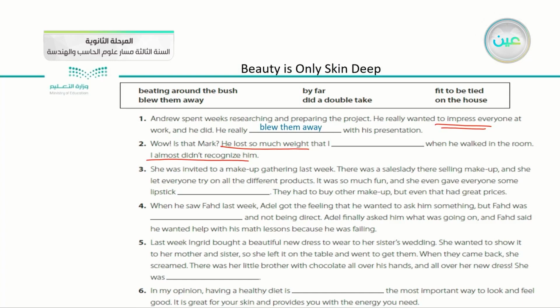So what is the proper answer for this one? Yes, you guessed it. I did a double take. He looked different, so the person who is talking needed to look again. He did a double take when he walked in the room. I almost didn't recognize him.